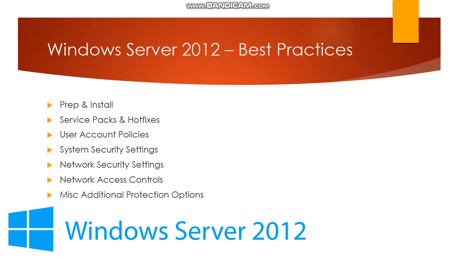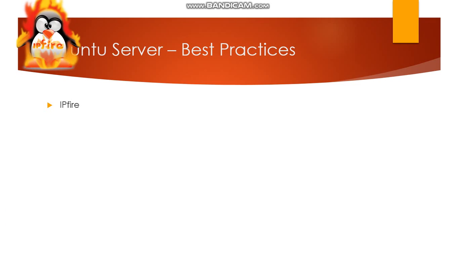Windows Server: prep install, service pack, user account policies, system security settings, network security settings, and then network access control and additional protection options. This is the best practice, guys. If you don't want to get hacked, that's what you've got to do. For Ubuntu, IPFire is the best thing, obviously.